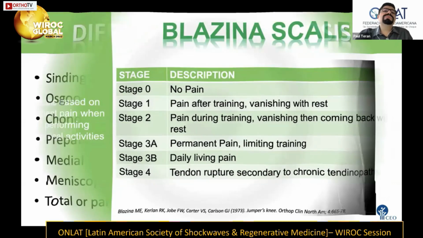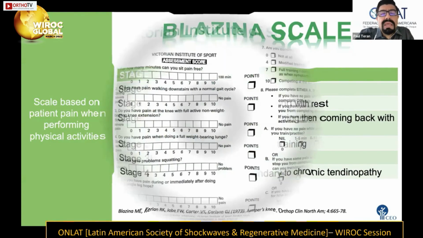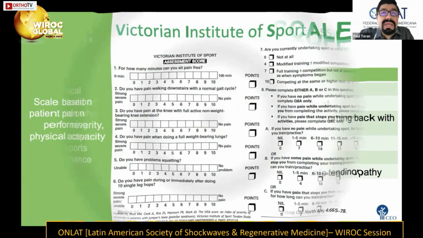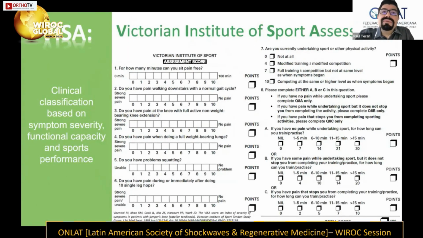And we use the Blazina scale, which is based on the patient's pain when performing physical activities. In the first stage there is no pain, and stage 4 is when the function is totally altered because of tendon rupture secondary to chronic tendinopathy. And also these scales allow us a clinical classification based on symptoms, severity, functional capacity, and sports performance.